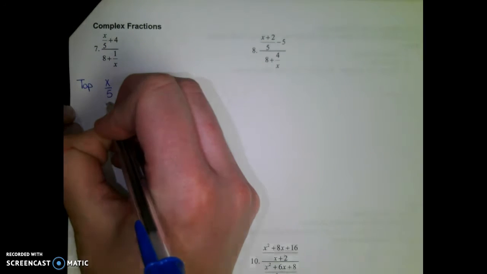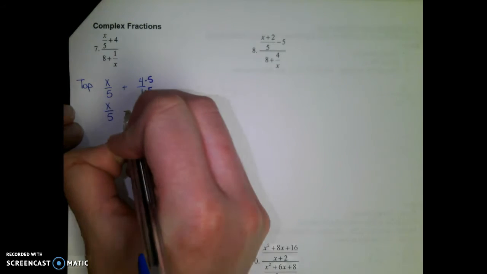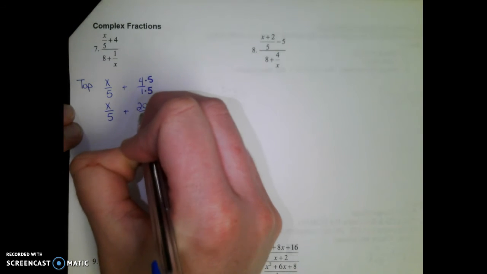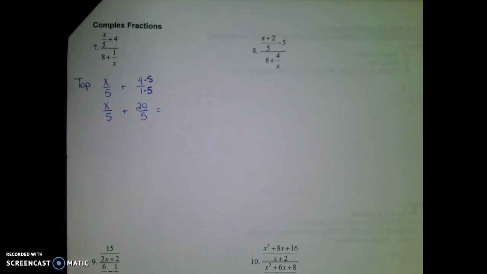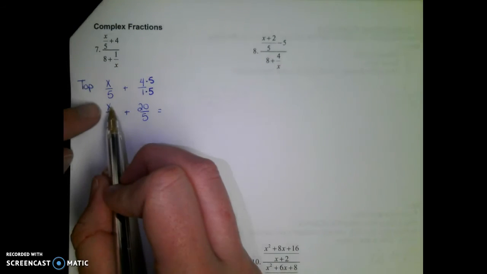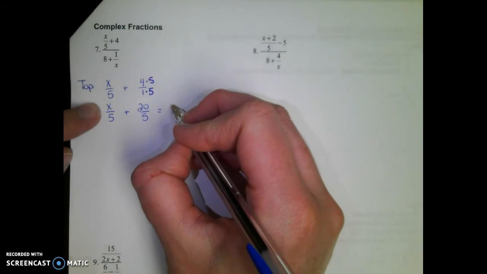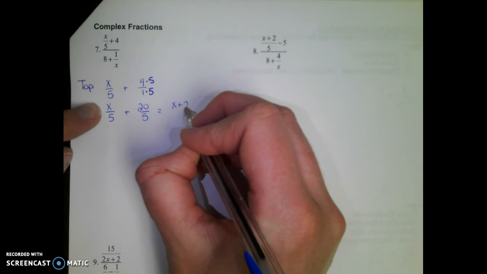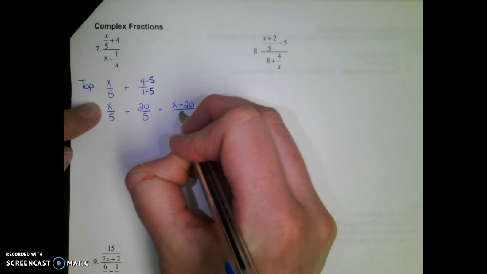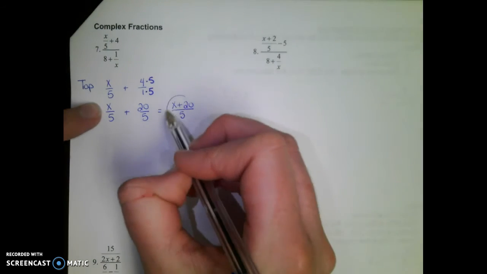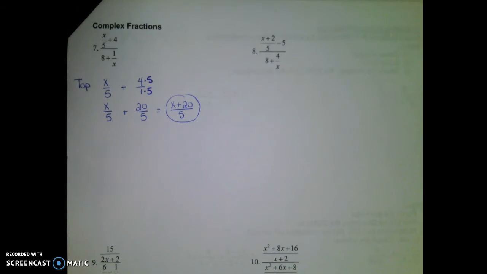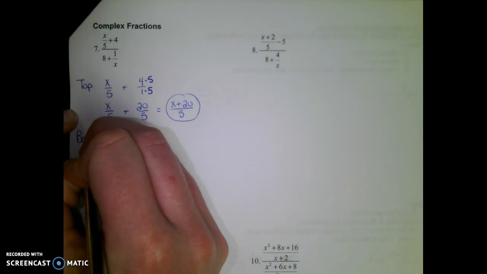Now we have x over 5 plus 20 over 5. Our denominators match, so now we can add our numerators. What is x plus 20? x plus 20. This is our simplified top. We took the top, which was 2 things, and simplified it into one rational expression, one fraction. And let's do the same thing on the bottom.